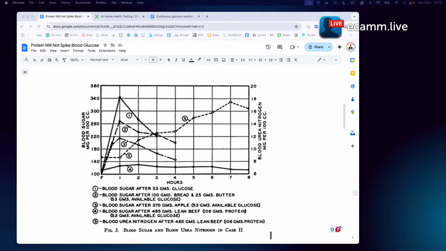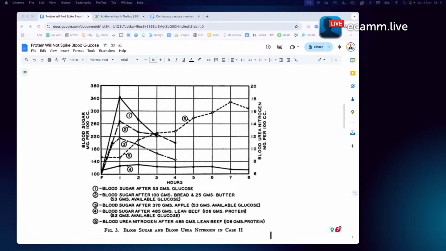When they did this experiment, they used 106 grams of protein, because they were going to give the person 53 grams of glucose to see what happened. So that's the 50%. 50% of 106 is 53. So what they assumed is if they gave a person 106 grams of protein, therefore 53 grams will be available to become glucose. With me? Yeah, see, they got it wrong.